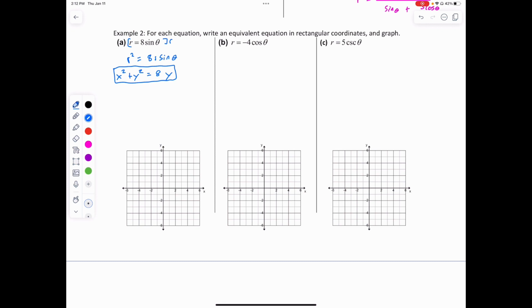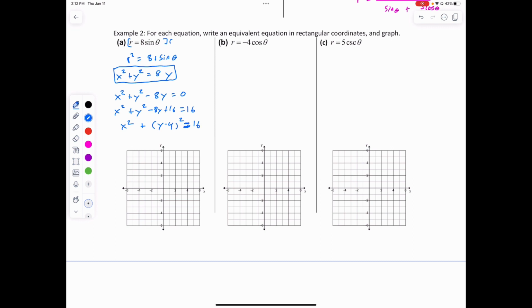But to really see what's going on here, I'm going to do a bit more. I'm going to subtract the 8y from both sides. I'm going to complete the square, which you've seen in your quadratics video, by adding half of this term squared to both sides. x squared plus y squared minus 8y. I'm going to add 16 to each side, because that's going to make this factor into a perfect square. x squared plus (y minus 4) squared is equal to 16. And in this form, it becomes clear what I'm dealing with.